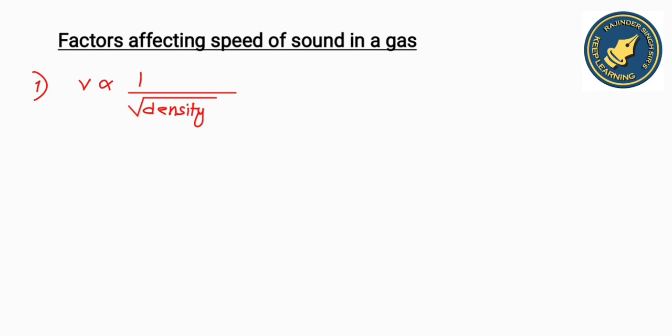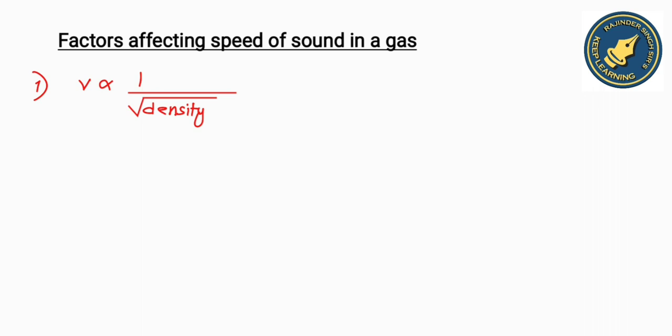Let me explain with the help of an example. Inversely proportional to square root of density. Less density, more speed. Remember that. Example: oxygen is 16 times denser than hydrogen. So they can ask you, in which is the speed of sound more, hydrogen or oxygen? Answer: less density, more speed. So hydrogen has less density, but how many times more?